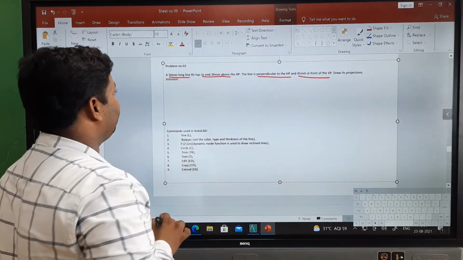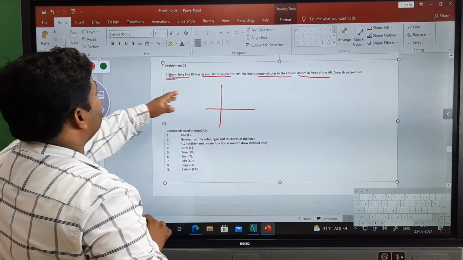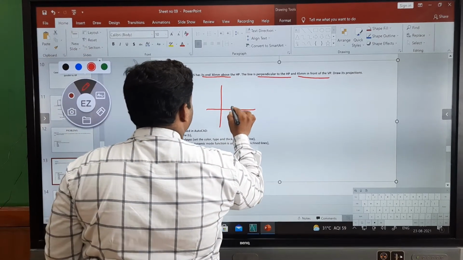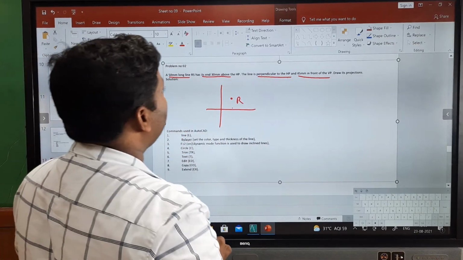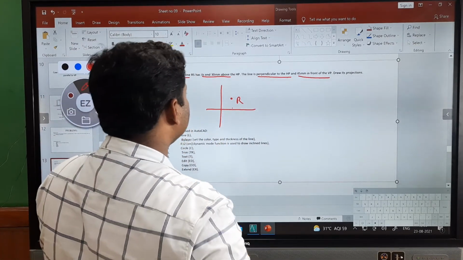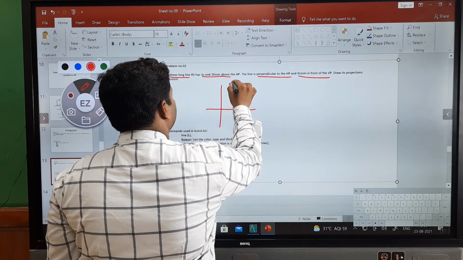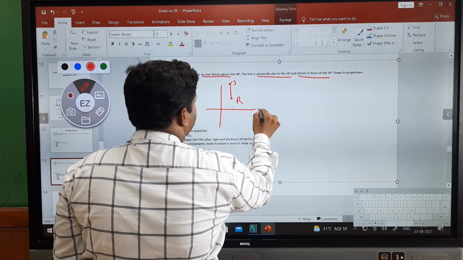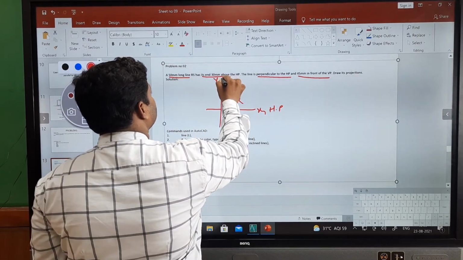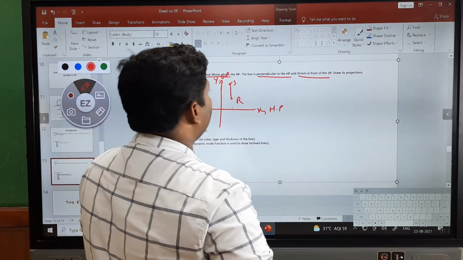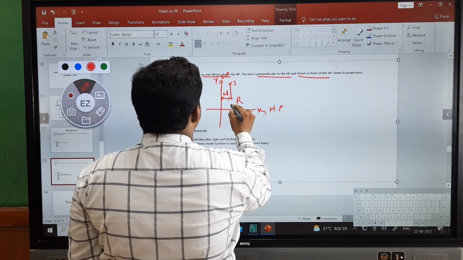Now we have to draw this diagram. So first of all, we will represent like this. So in this, 30 mm above the HP is there. Suppose this is the point, that is R, 30 mm above the HP, and the line is perpendicular to HP. Line is perpendicular to HP means this is the line R and S. So this is my X axis, that is nothing but HP. This is nothing but my VP, Y axis. Now how much it is in front of the VP? Suppose this is 45 and this is 30 mm.